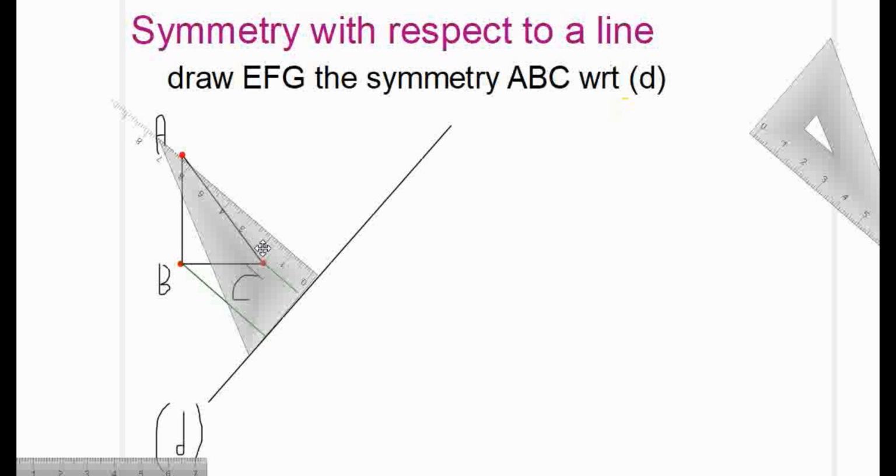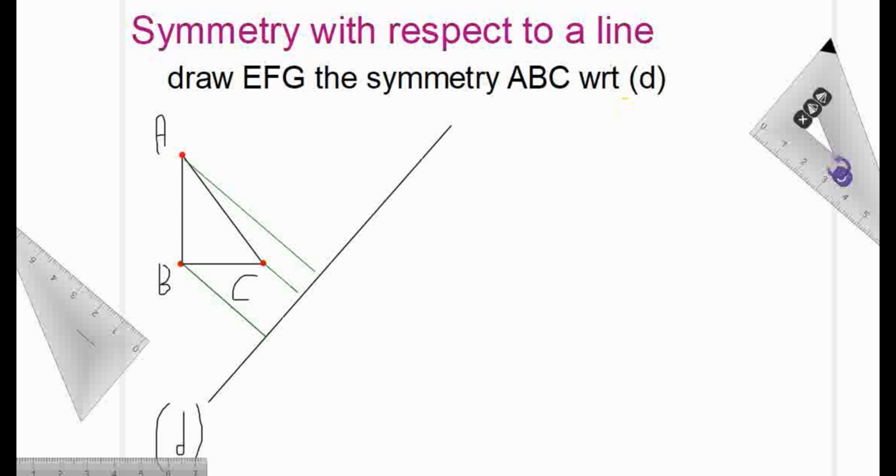You can see that the base of the set square is on the line D, and I am drawing a perpendicular line from A to the line D. Okay, so after I have drawn these lines, I reach them till this line D.